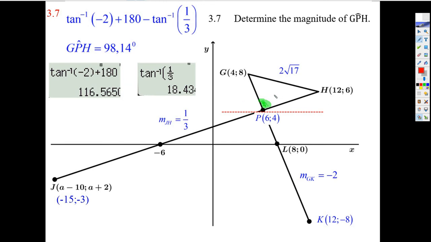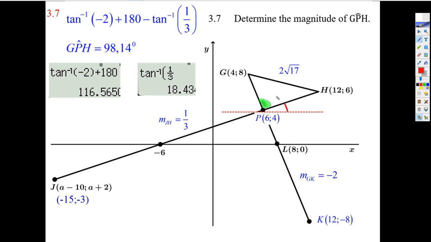Now, what about this big angle here, which is an obtuse angle? Let's see how we get it. We know the gradient here is -2, so you go shift tan of -2, and it gives you some negative number, -60 something. Well, you don't want a negative answer, so you add 180 to get the angle of inclination.